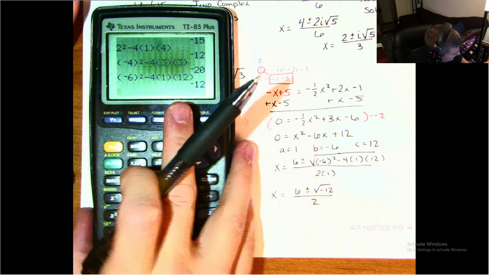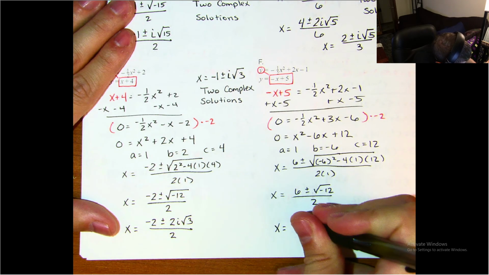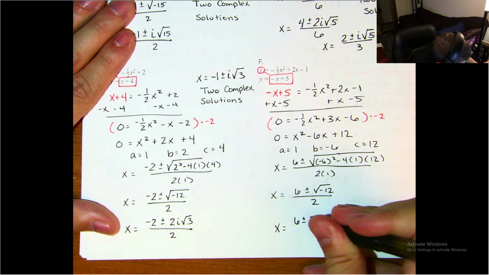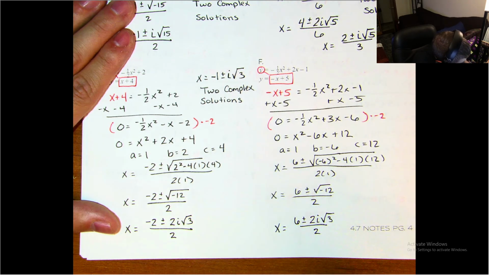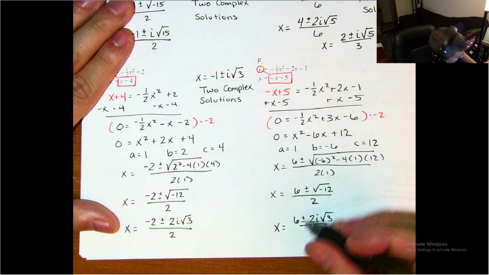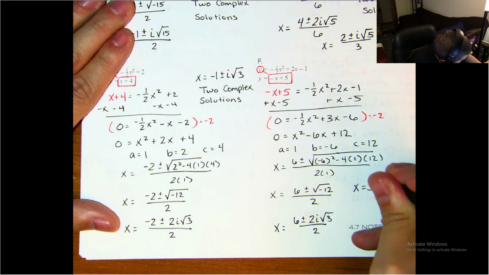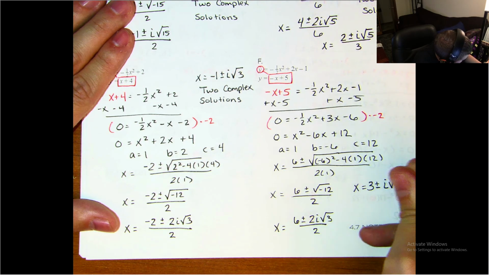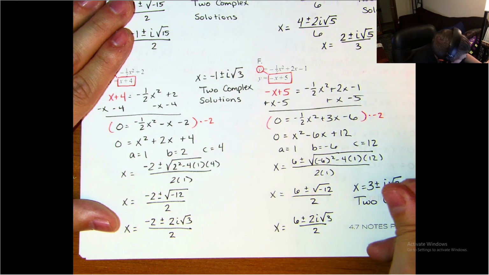The square root of negative 12 can be simplified to x is equal to 6 plus or minus 2i square roots of 3 over 2. And that does simplify because these each are divisible by 2. So this is going to be x is equal to 3 plus or minus i square roots of 3. And again, I have i in my answer. This means I'm having complex solutions.